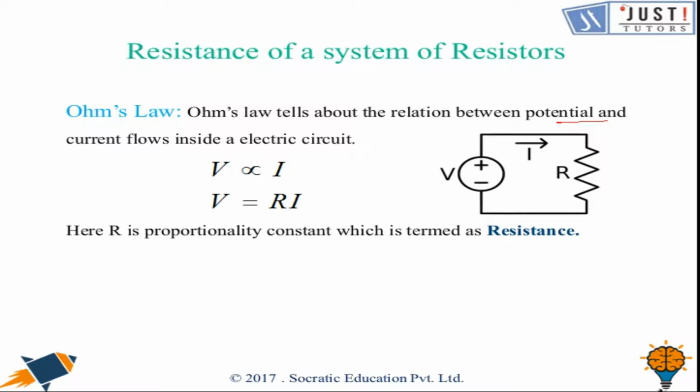Before we move on to learning about groups of resistors in a circuit, let's have a brief discussion on this. It also gives us an introduction to the term resistance. As you can see, V is proportional to I. V is the potential difference and I is the electric current that flows in the electric circuit. To remove this proportionality sign, we use a proportionality constant R, which is termed resistance. The SI unit of resistance is ohm, which is derived from this Ohm's law.